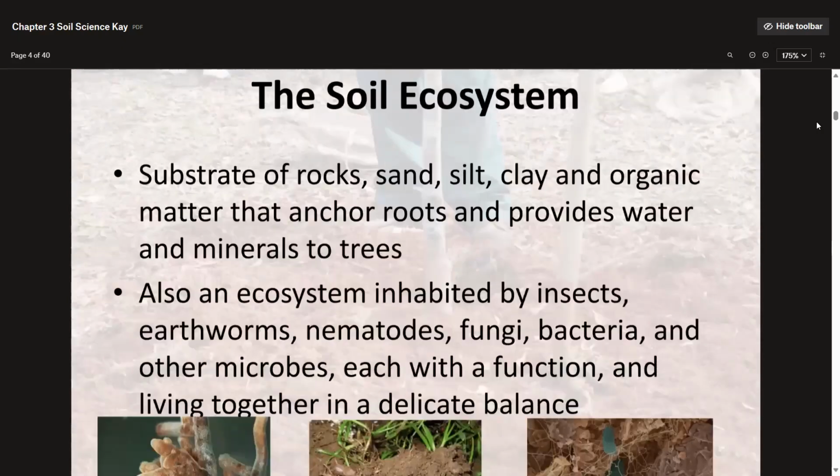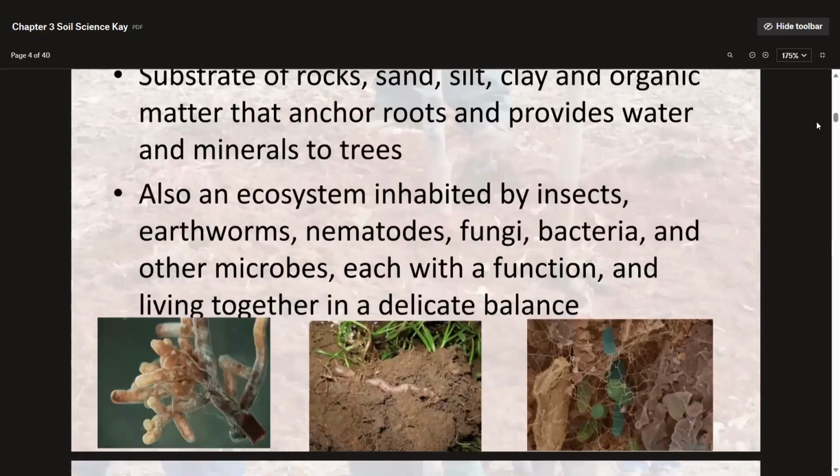The soil ecosystem itself is a substrate of rocks, sand, clay, and organic matter. They anchor the roots and provide water and minerals to the tree. Also, there's an ecosystem there, and it's inhabited by insects, earthworms, nematodes, fungi, bacteria, and all these other microbes, each with a function and living together in a very delicate balance in that soil.